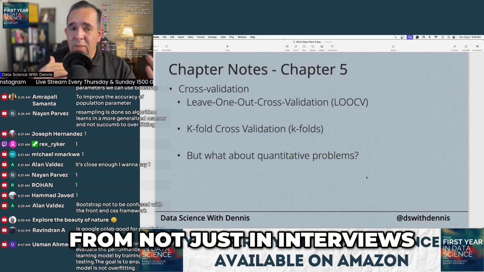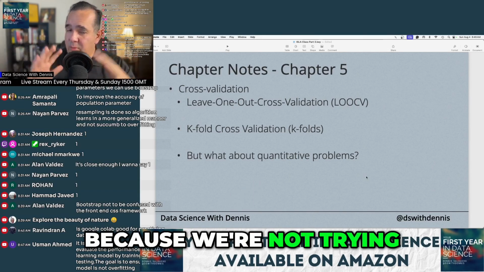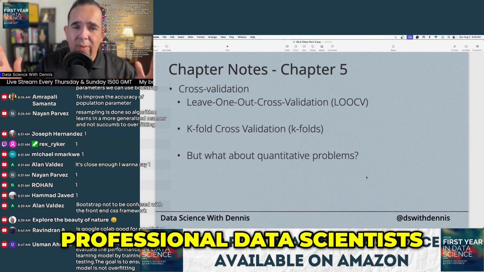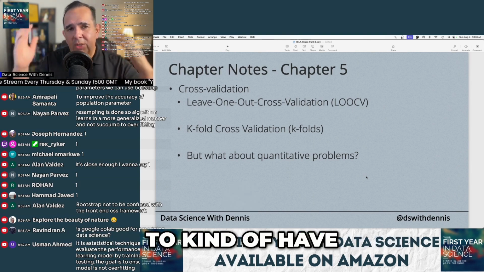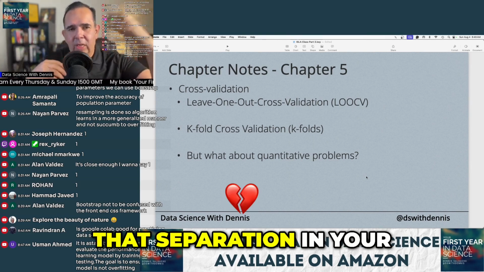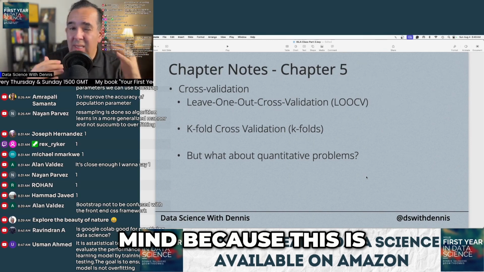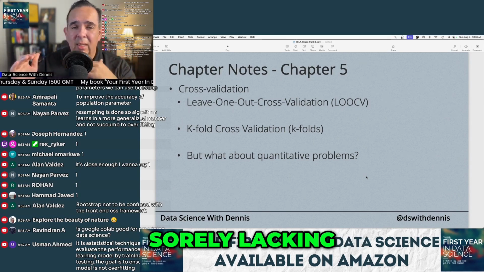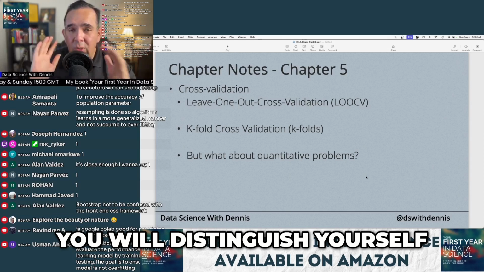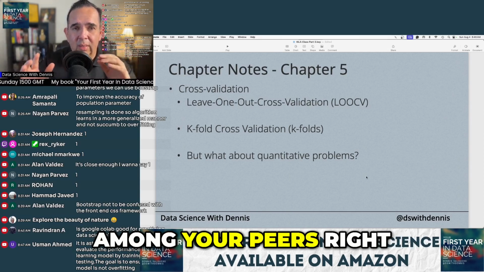not just in interviews, but in your own data science practice, right? Because we're not trying to pass interviews here. We're trying to be professional data scientists. And I want you to have that separation in your mind, because this is sorely lacking out there. So if you can do this, you will distinguish yourself among your peers.